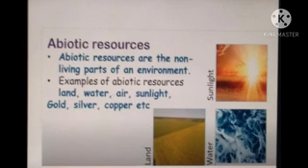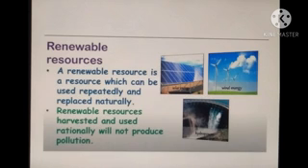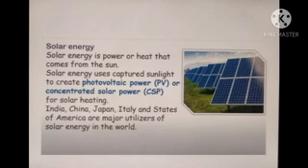On the basis of renewability, resources can be divided into two types. They are renewable resources and non-renewable resources. First we see renewable resources. It is a resource which can be used repeatedly and replaced naturally. Renewable resources harvested and used rationally will not produce pollution. The use of renewable resources and energy sources is increasing worldwide. Examples are solar energy, wind energy and hydropower.